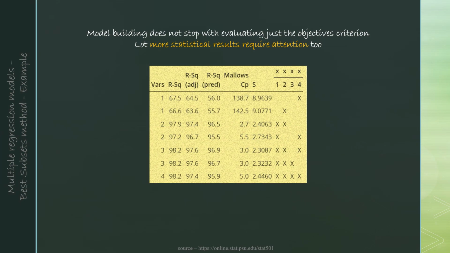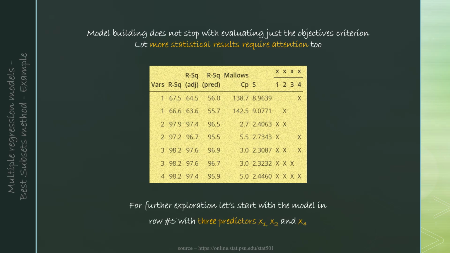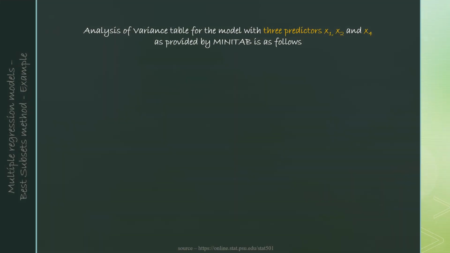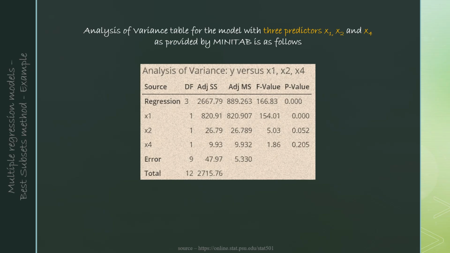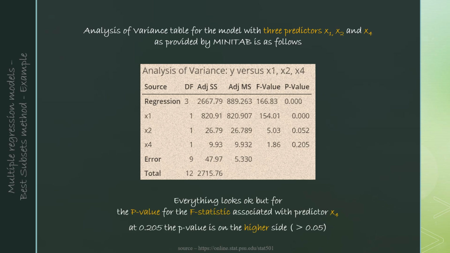Model building does not stop with evaluating just the objective criteria. A lot more statistical results require attention too. For further exploration, let's start with the model in row 5 with three predictors x1, x2 and x4. The analysis of variance table for the model with three predictors x1, x2 and x4 as provided by Minitab is as follows. Everything looks okay but for the p-value for the F statistic associated with predictor x4. At 0.205, the p-value is definitely on the higher side. The typical value is 0.05.